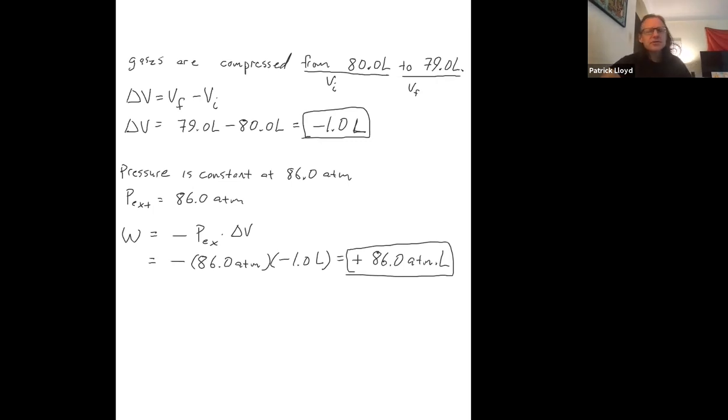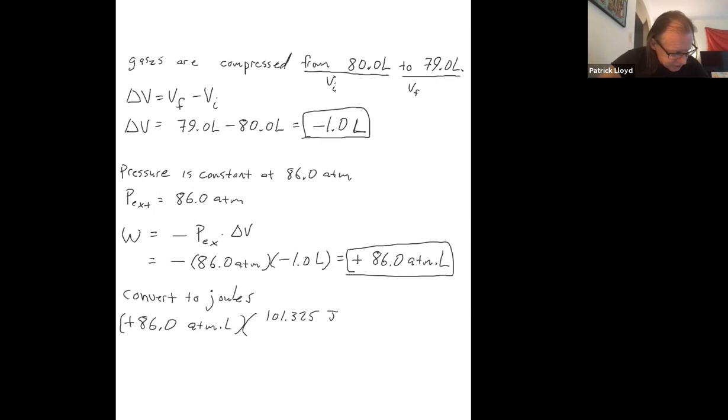But again, the units that we're going to use are typically joules. So let's convert to joules. I'm going to take my positive 86.0 atmosphere liters and do our conversion. It's 101.325 joules per 1 atmosphere liter, or liter atmosphere. Sometimes people do it liter atmosphere, but atmospheres cancel, liters cancel, and you've got joules.